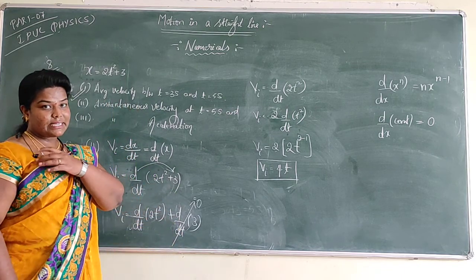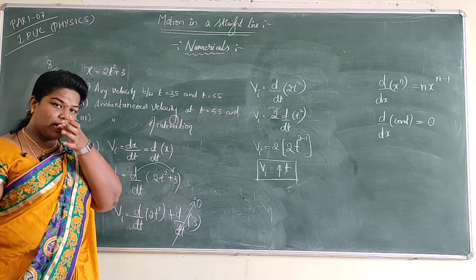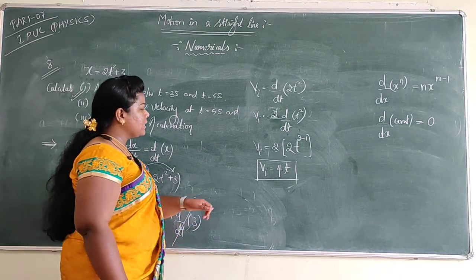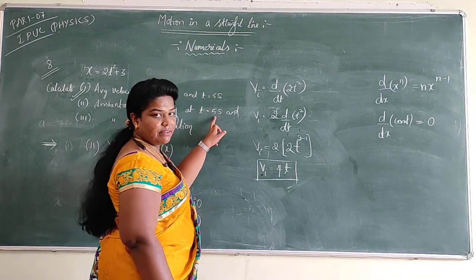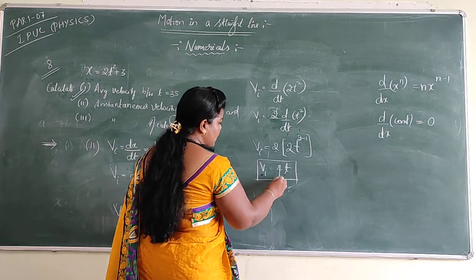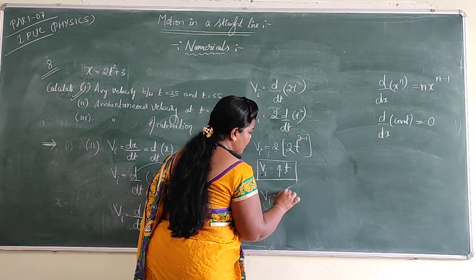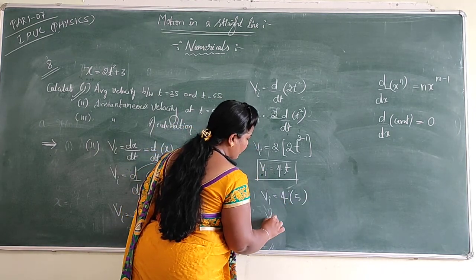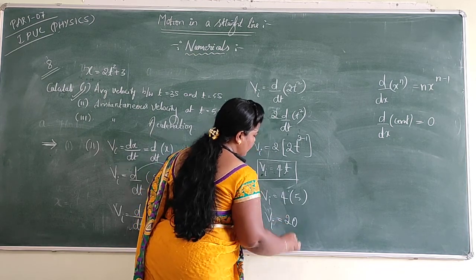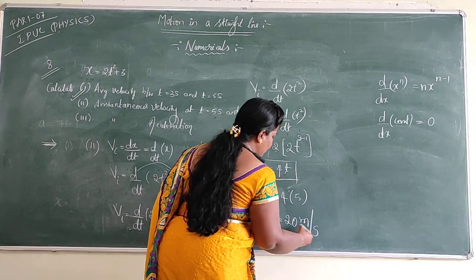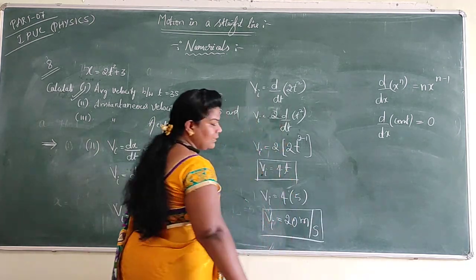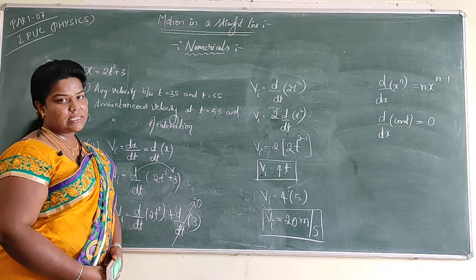But we have not yet calculated the instantaneous velocity. Dear students, instantaneous velocity is equal to 4 into t. In how many seconds were they given? In 5 seconds. So substitute t equal to 5 seconds. 4 into 5 is 20. The SI unit for velocity is meter per second. So we calculated the instantaneous velocity.